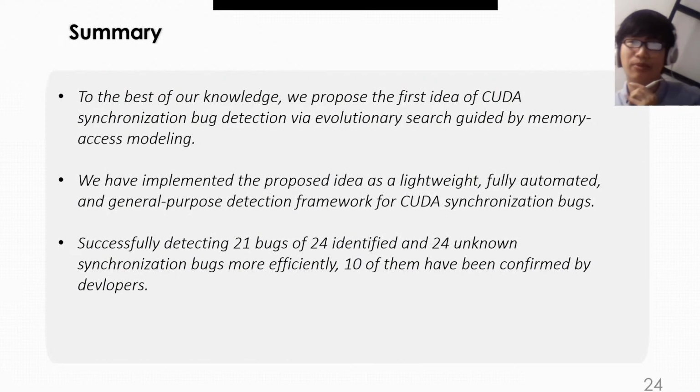So in summary, we propose the idea of using evolutionary search to detect synchronization bugs and implement this idea as a lightweight, fully automatic online detection tool. This tool has detected 24 unknown bugs, and 10 of them have been confirmed. And that will be all. Thank you.